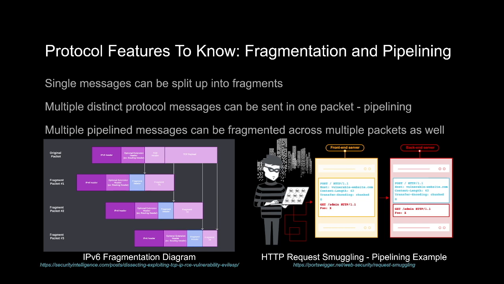So typically things are split up into fragments, and they can then be reassembled, and there's other data about how things are reassembled. If you take a look here at this IPv6 fragmentation diagram, this just goes to show how the data gets split up and given its own header and then sent out. Multiple distinct protocol messages too can also be sent in one packet. This is called pipelining. It's common in a lot of different protocols, and it can be used for sending multiple things before their ACK, essentially. And then on top of that, multiple pipelined messages can then be fragmented across multiple packets too.